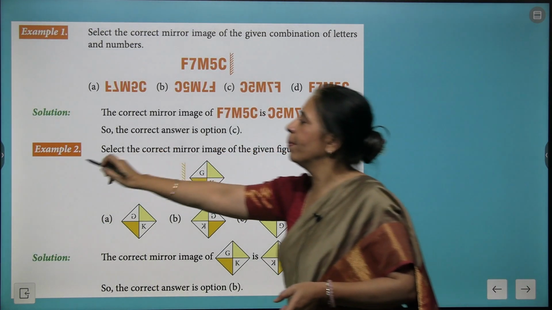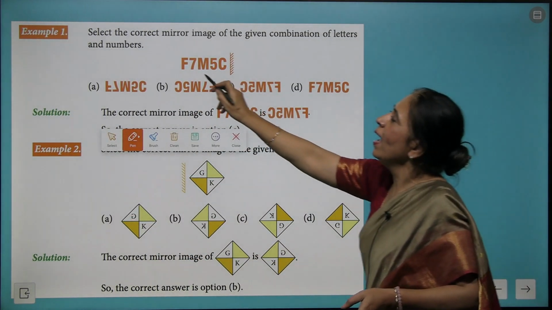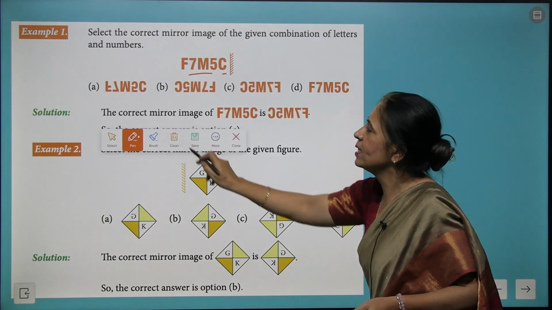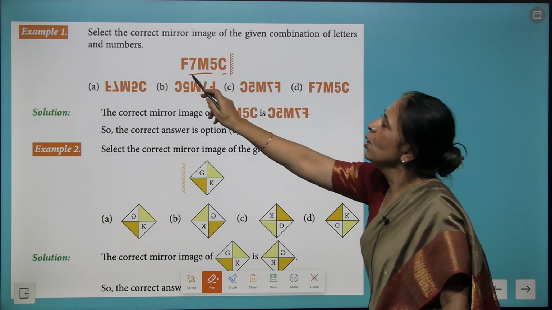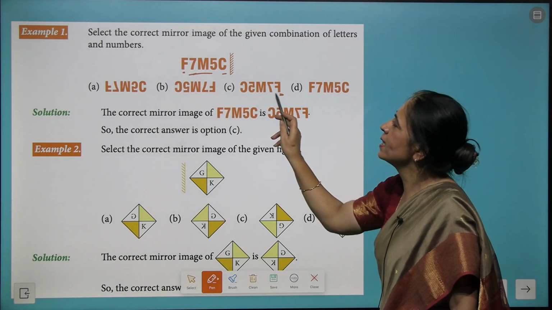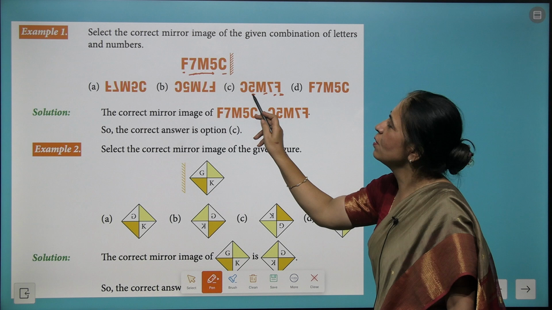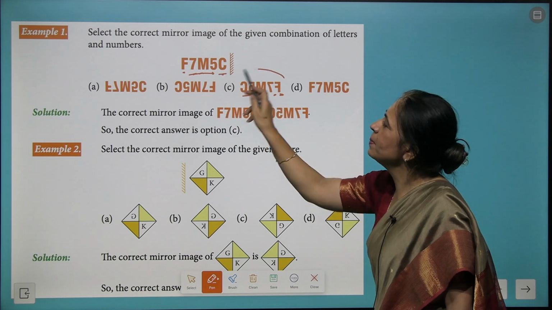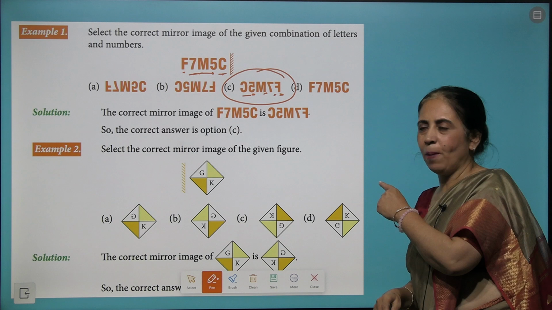Here is an example where you have to find the mirror image of F7M5C. On observing it very carefully, your F looks like this. This is your 7, then comes M, this is the reflected 5, and here comes C. So C becomes your correct option.